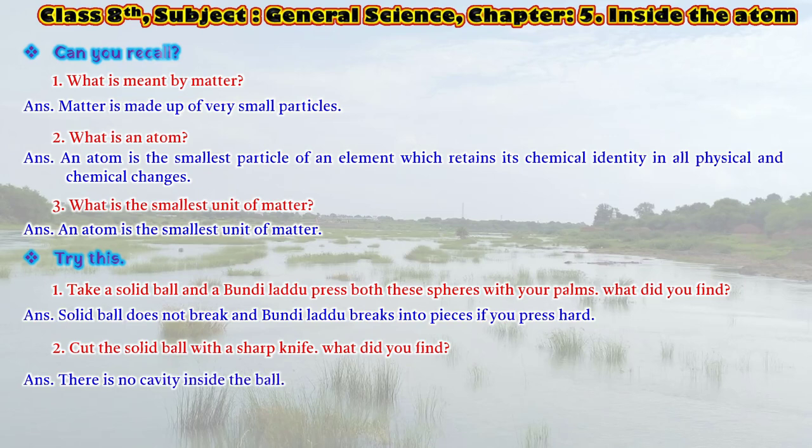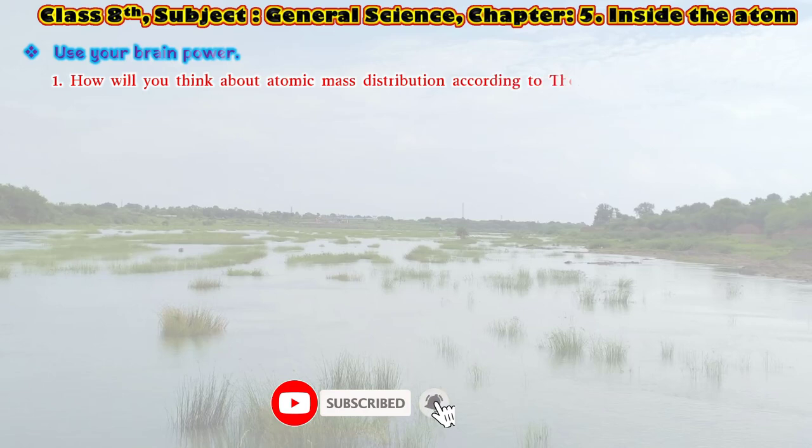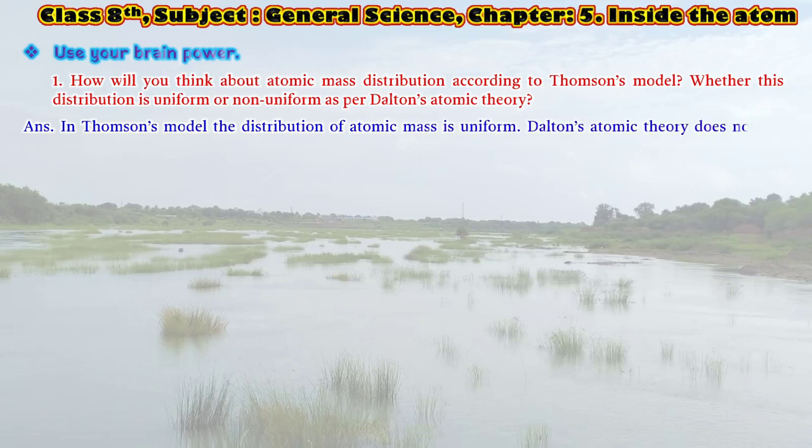See next. Use your brain power. How will you think about atomic mass distribution according to Thomson's model? Whether this distribution is uniform or non-uniform as per Dalton's atomic theory? Answer is: in Thomson's model, the distribution of atomic mass is uniform. Dalton's atomic theory does not say anything about atomic mass distribution.